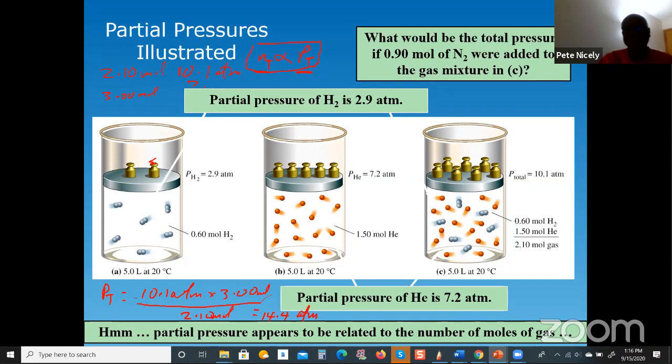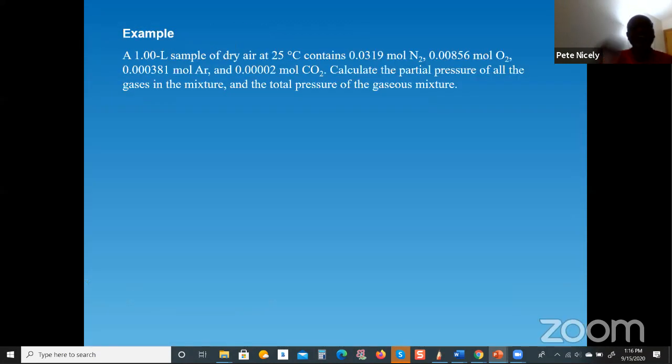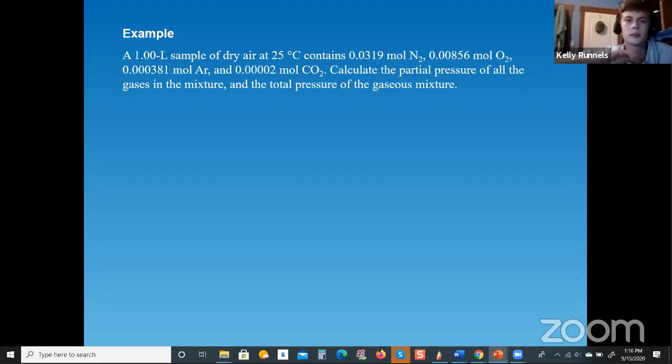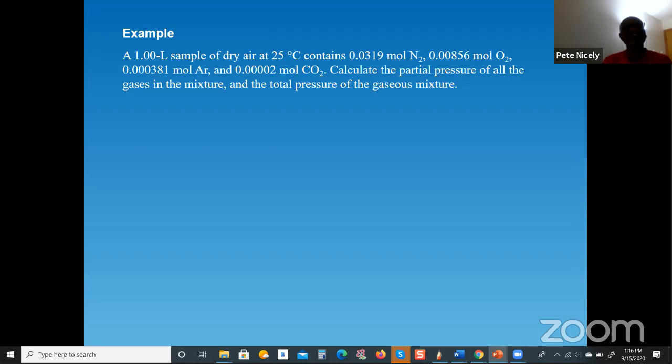All right. Okay, moving along. So let's look at this example right here. It says a 1 liter sample of dry air at 25 degrees contains 0.0319 moles of nitrogen, 0.00856 moles of O2, 0.000381 moles of argon, and 0.00002 moles of carbon dioxide. Calculate the partial pressure of all the gases in the mixture and the total pressure of the gaseous mixture.